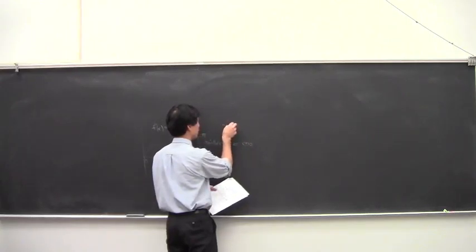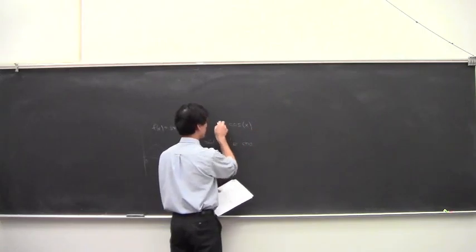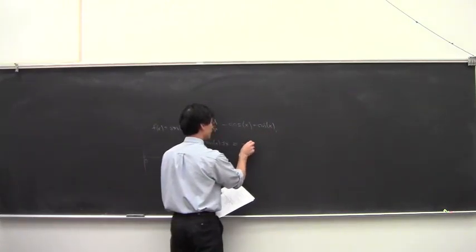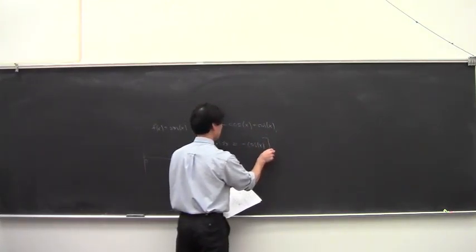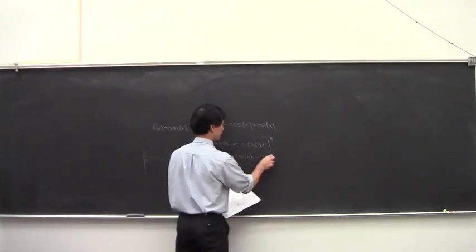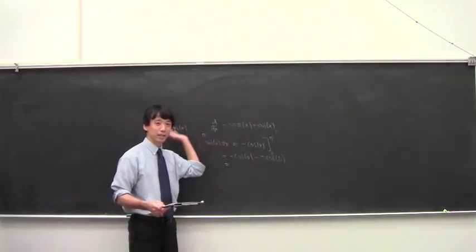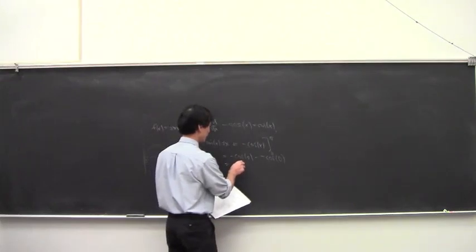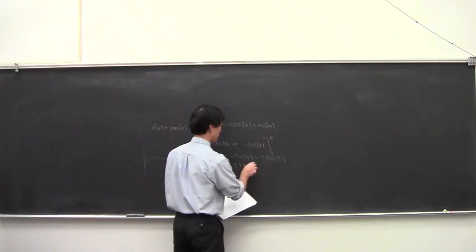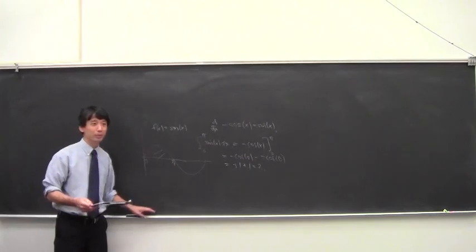In this case, negative cosine is an antiderivative. So you take negative cosine and take the difference at the endpoints: negative cosine of pi minus negative cosine of 0. Cosine of pi is negative 1, so we get negative 1, and then minus negative 1, so plus 1, is 2. So the area under there is 2. Okay, so that's great.